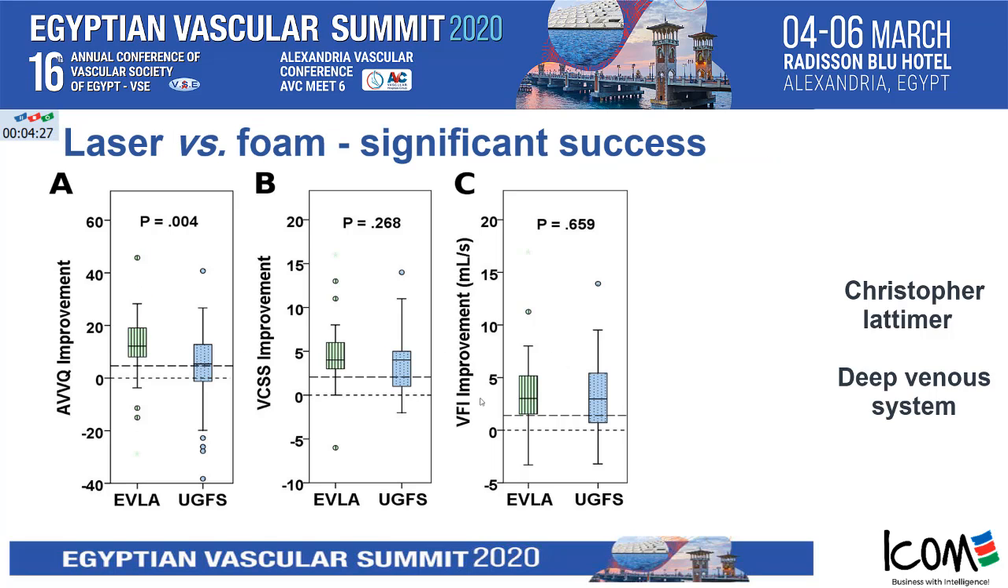Now, what about significant success, which is post-treatment minus pre-treatment value? Success is everything above the line, this dashed line, but this long dash is a significant success. So that is above repeatability tolerances and above minimally important different values. A real success for the patients in quality of life, clinical severity, and venous filling index. And we can see that we're starting to encroach on the interquartile ranges.